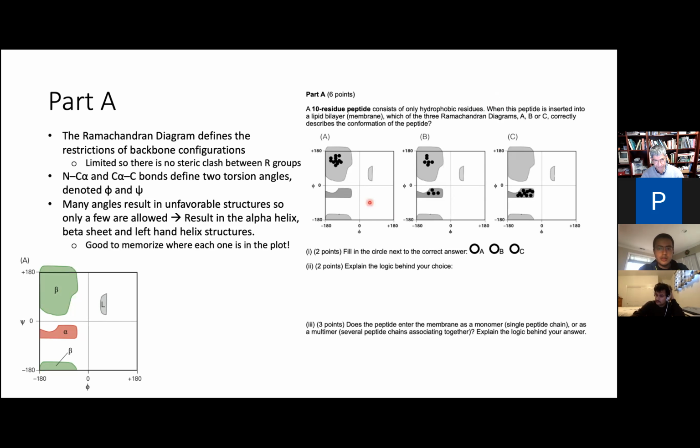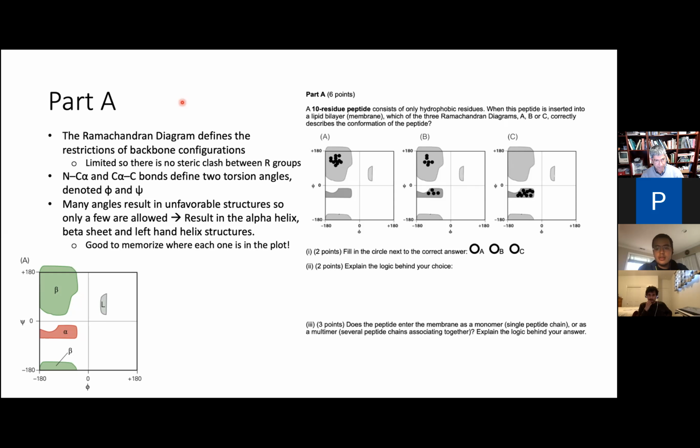And just to go over what the Ramachandran diagram is, it defines a set of dihedral angles that a given peptide backbone can have. And these dihedral angles are the angles between the alpha carbon and the adjacent nitrogen and the carbon in the carboxyl group. And they're defined by psi and phi respectively.